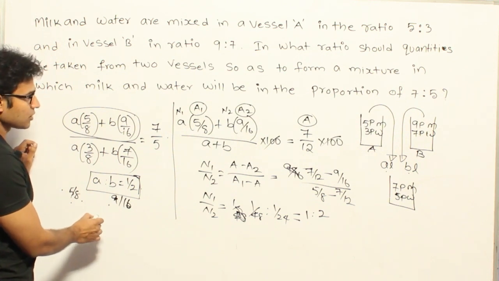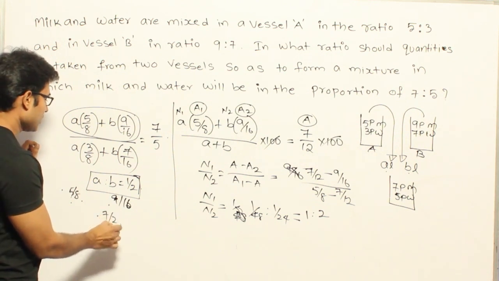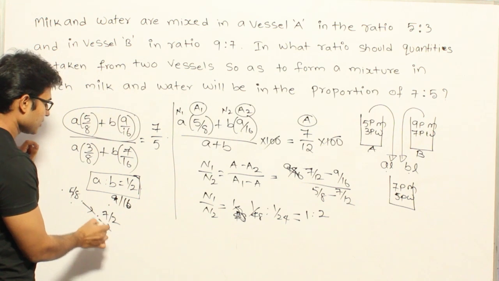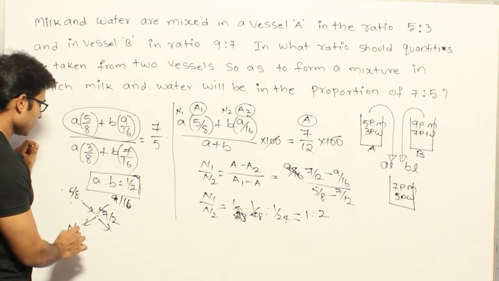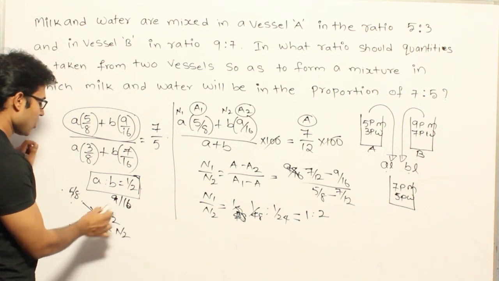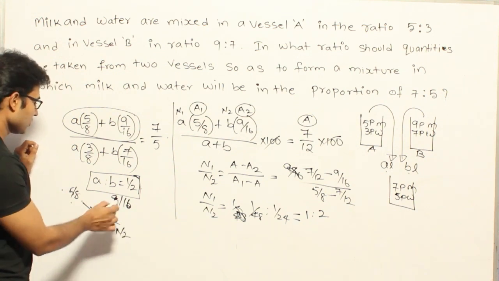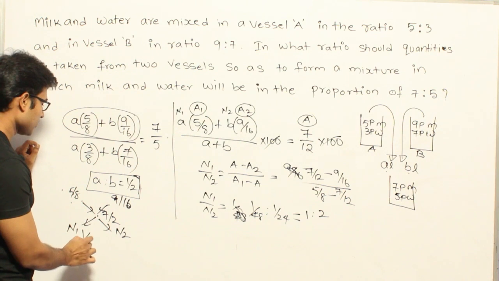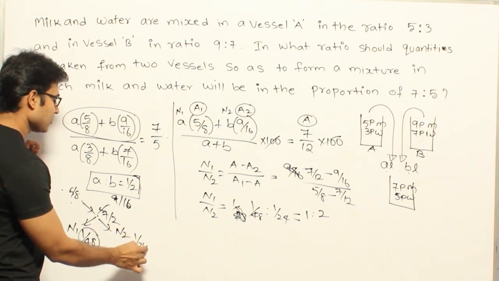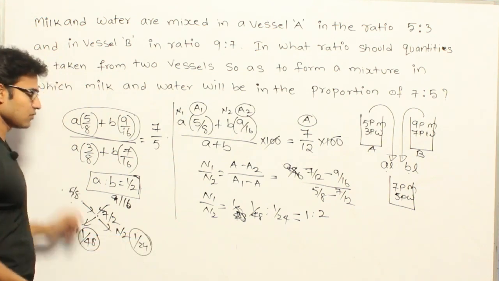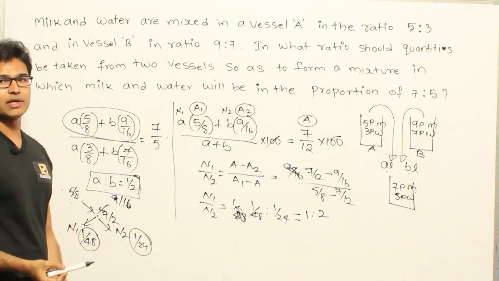And here it is going to be 7 by 12. Now you find out the difference, write it here, find out this difference, write it here, and it is going to be N1 is to N2, right? So N1 is to N2 is, if you take the difference and write it here, it is going to be 1 by 48. If you take this difference and write here, it is going to be 1 by 24. Now N1 is to N2 equals 1 is to 2. Even here also you are going to get the same.